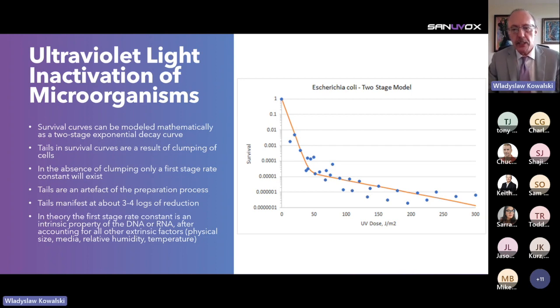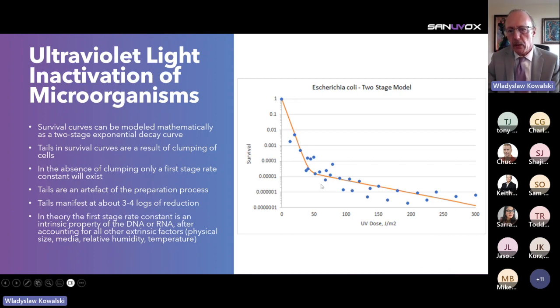Now, in the inactivation of microorganisms, survival curves can be modeled as two-stage exponential decay curves, as shown on the right here in the example of E. coli. We typically get a first stage of rapid decay, after which we hit a second stage in the survival curve, at which it responds much more slowly to the UV dosing.